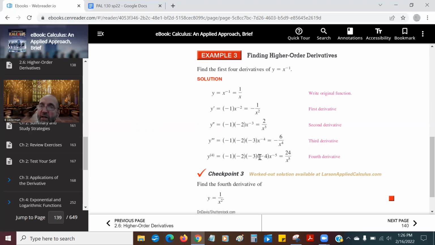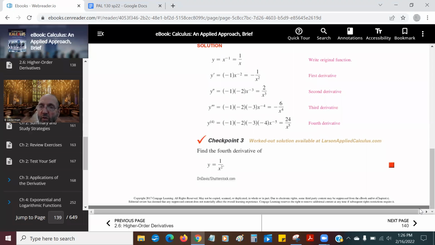And I do it again, the same thing. I get 24 over x to the fifth. Notice that the sign keeps on alternating, plus, minus. And the numbers here, the numerators, I don't know if you recognize it yet, but the numerators are what we call factorials, meaning that's 1, that's 1 times 2, that's 1 times 2 times 3, that's 1 times 2 times 3 times 4. But that makes sense because that's what's happening here. And the sign keeps on alternating, I should say.